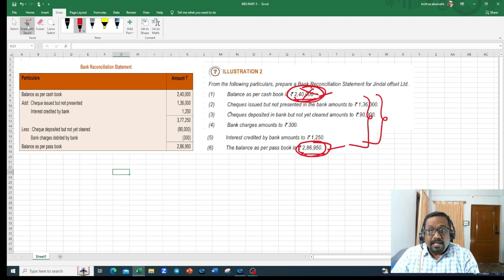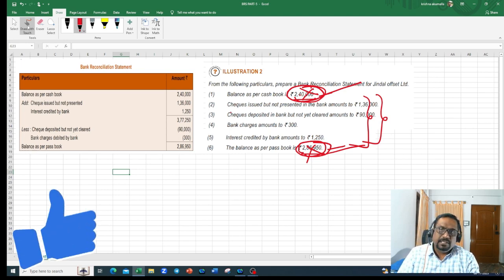There are cases where they give only one balance. Then there is no confusion. You can take that balance and start preparing the bank reconciliation. But the problem is whenever both the balances are given in the problem, either you can take the cash book balance or you can take the bank book balance and start preparing your bank reconciliation statement.